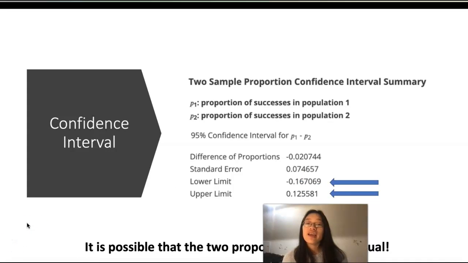I also conducted a 95% confidence interval test. Based on the results, the 95% confidence interval was negative 0.167 to 0.125. This means that we are 95% confident that the difference between the proportion of all the houses that have a couch in Africa and Asia is within this interval. Since the confidence interval contains 0, it is possible that the two proportions could be equal. Therefore, this supports the hypothesis test by failing to reject the null.